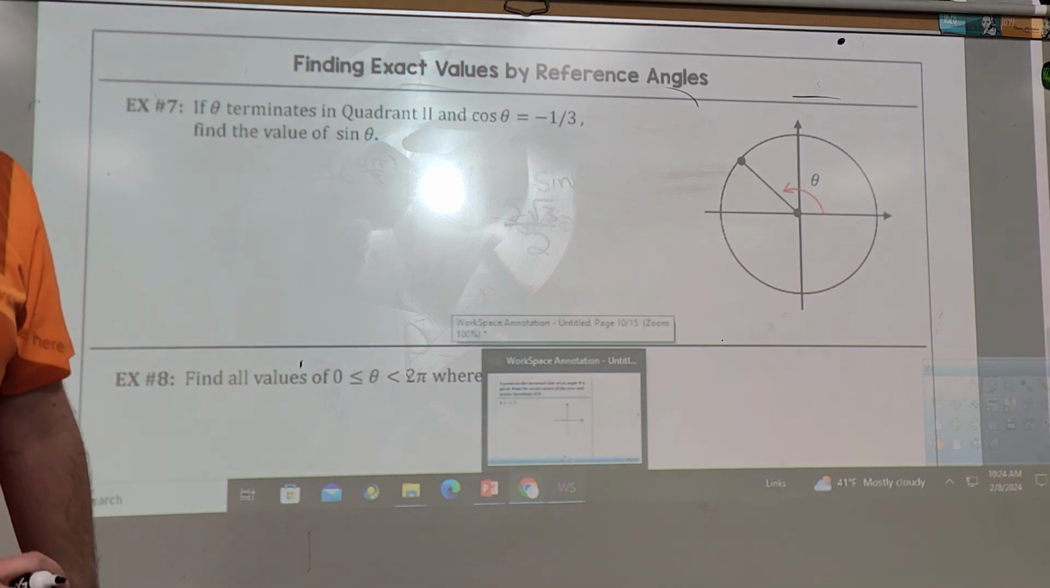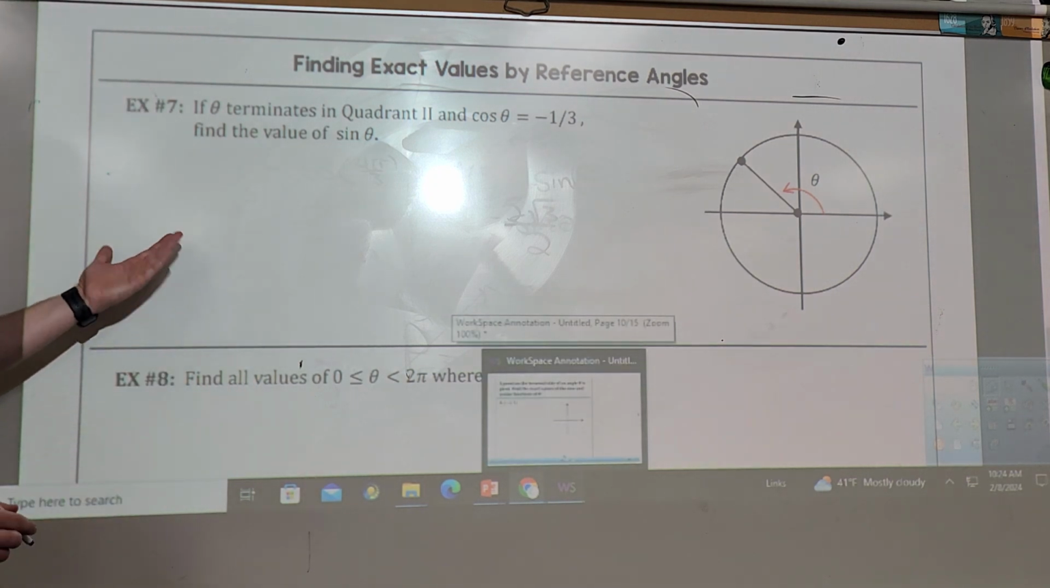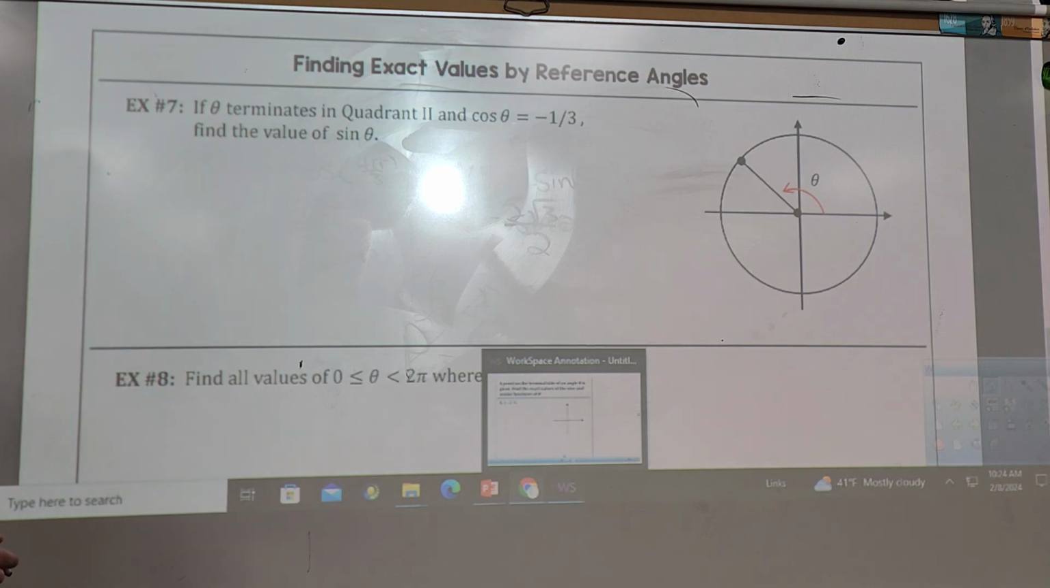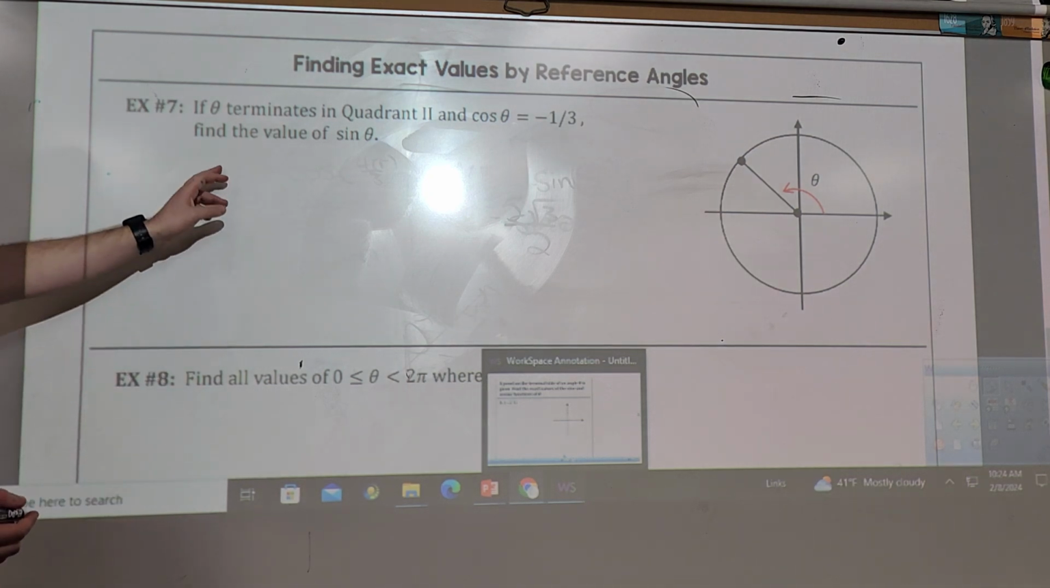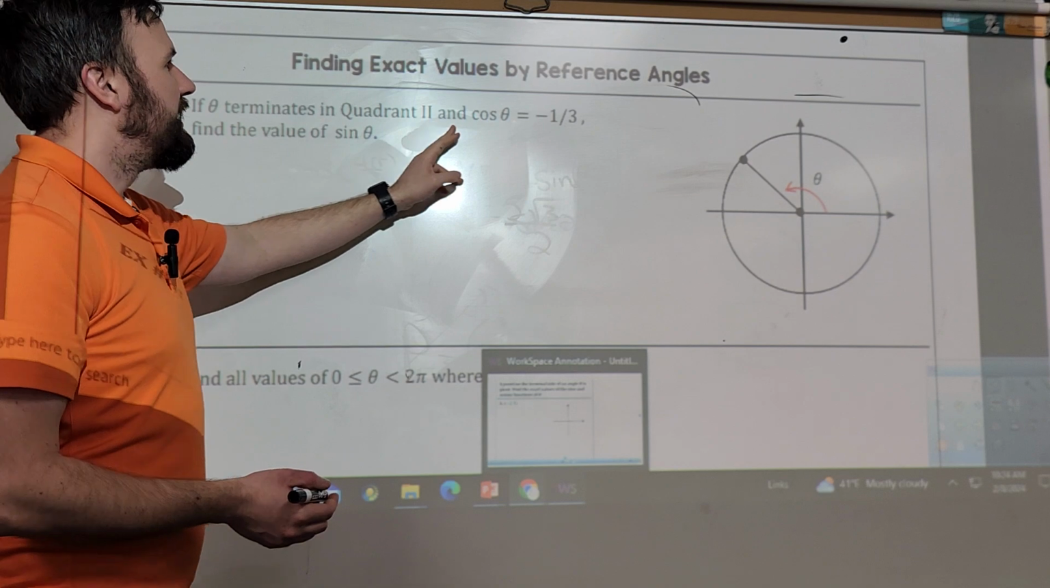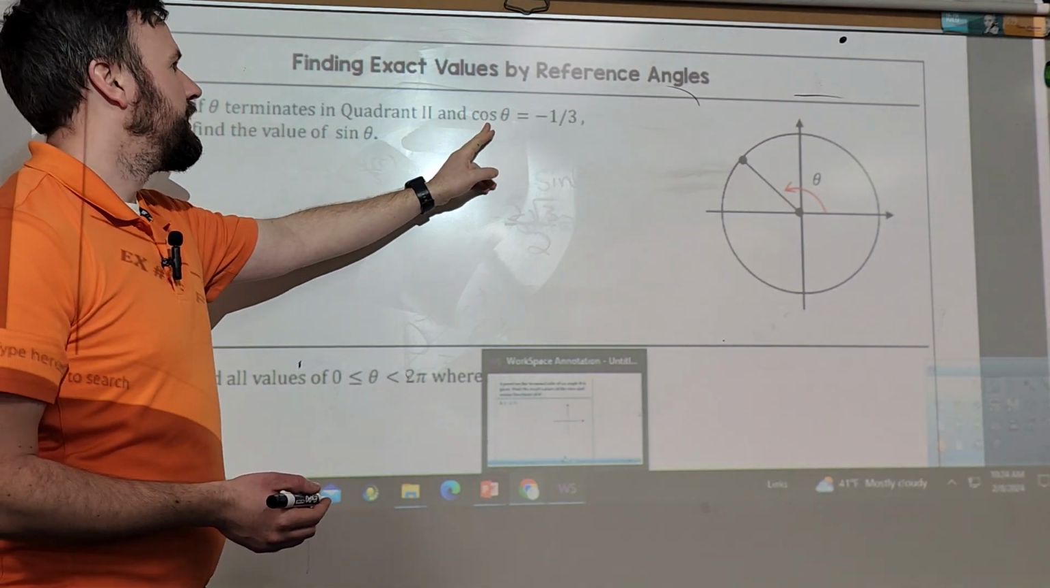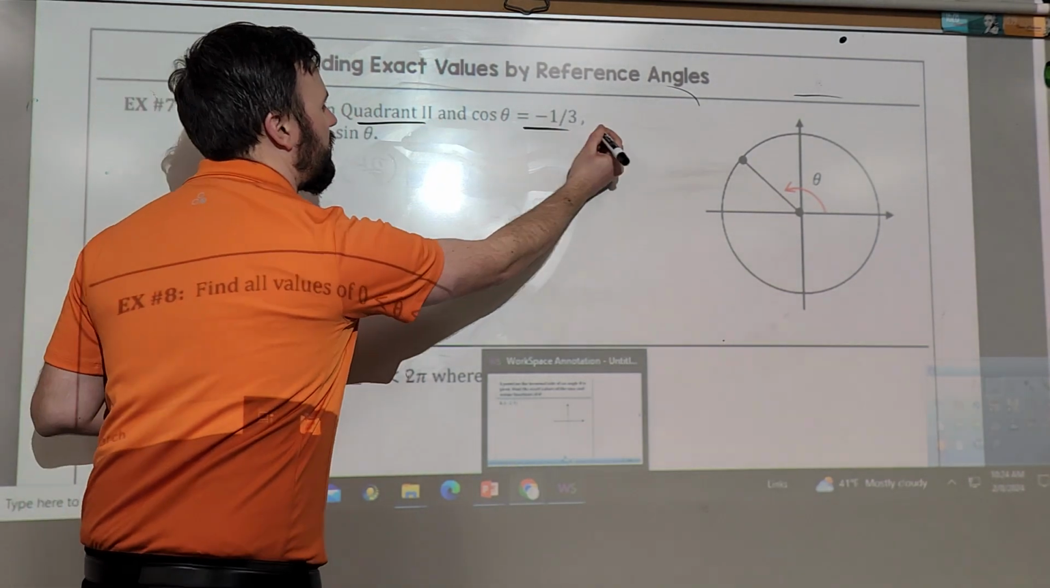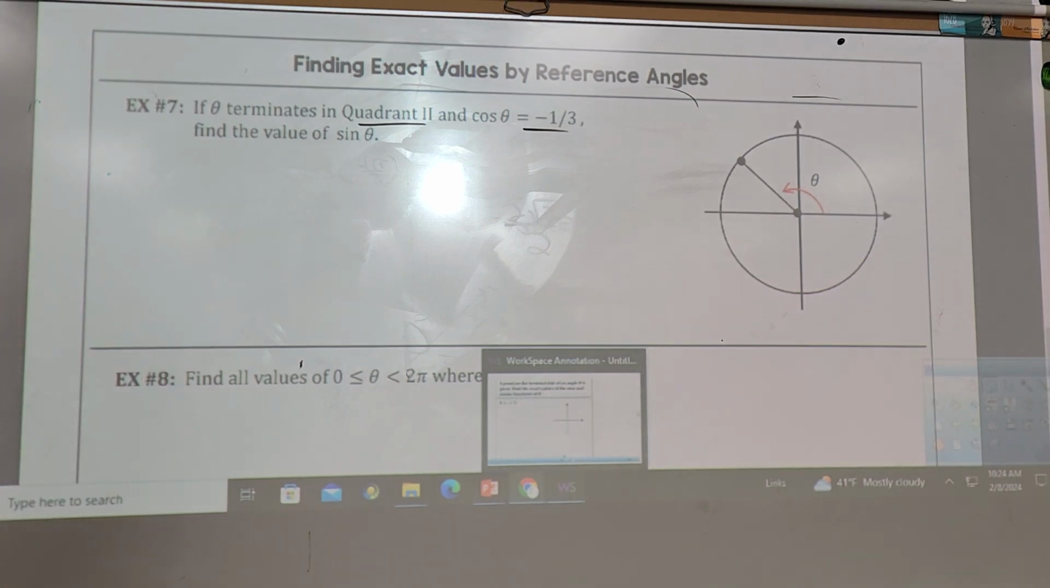All right, we've done this one. Why are we doing it again? All right, we're in quadrant 2. I know cosine's negative 1/3. Why does it have to tell us quadrant 2, though, if cosine's negative 1/3?